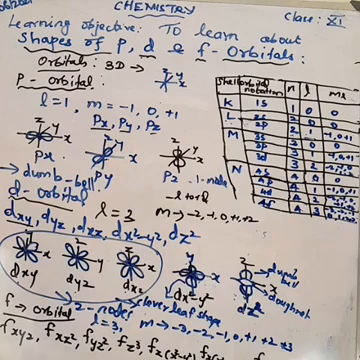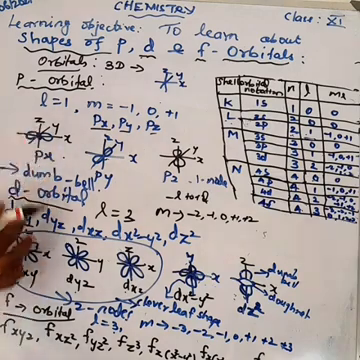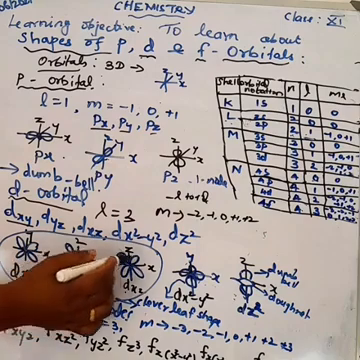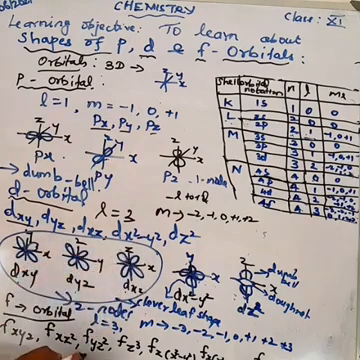The shape of the f orbital is more complex, but it follows the same rules as the p and d orbitals. The p and d orbitals have lobes along the axis and between the axes. Here also the same rule applies.